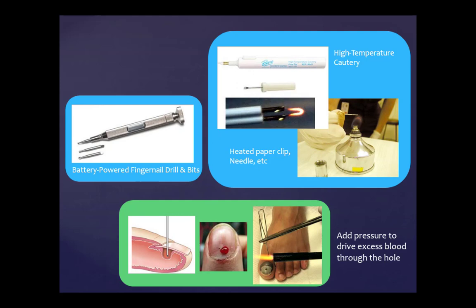rotary drill that's clean and disinfected with iodine solution. Or we can even melt a hole through the nail with the end of a paperclip that's heated to bright red. We're going to have the patient exert mild pressure on the distal pulp of the finger to drive the excess blood through the hole. Watch carefully for signs and symptoms of shock and treat accordingly.